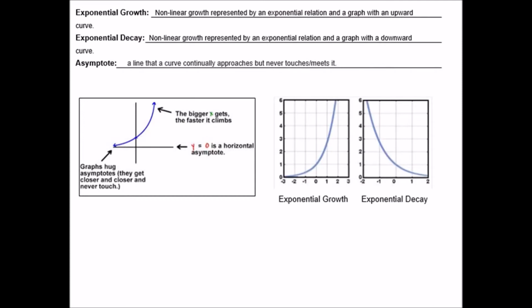We're going to take a look at exponential growth, which is nonlinear growth represented by an exponential relation, and it has an upwards curve. So this curve is going to look like it's going up. And exponential decay is also nonlinear, represented by an exponential relation, but this one has a downwards curve. And an asymptote is a line that a curve continually approaches but never actually touches or meets. So let's look at these graphs.